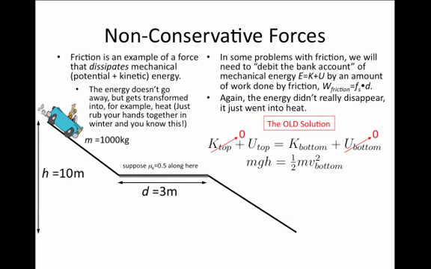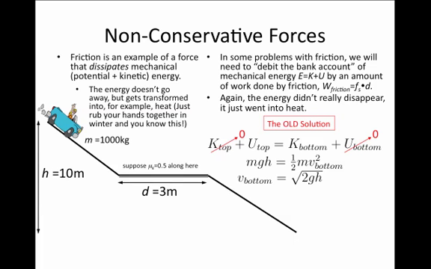If we were told the height, then we could solve for the velocity at the bottom. We would notice that the mass cancels out altogether in this equation because we can divide by m on both sides of the equation. And we would derive that the velocity at the bottom is equal to the square root of 2 times g times the height.